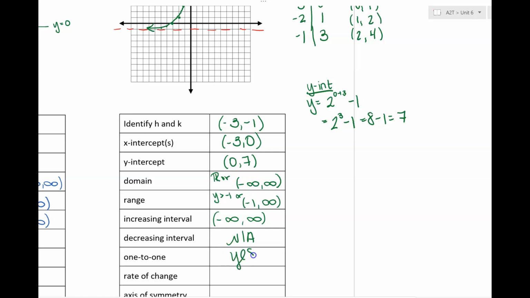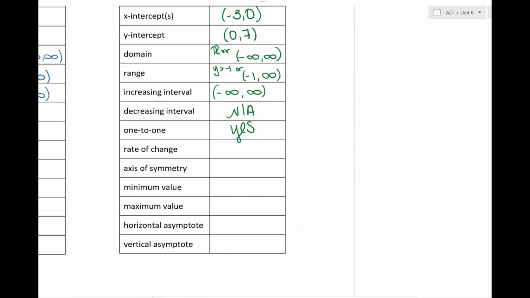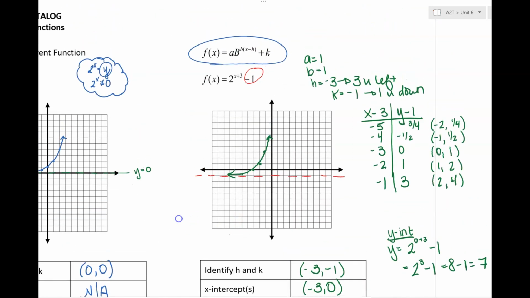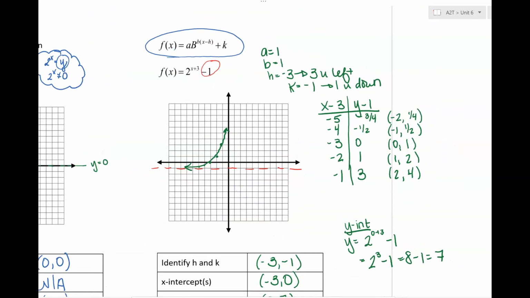Okay, we know that it is 1-to-1. We've talked about that. Rate of change varies. No axis of symmetry. No minimum or maximum value, but we have a horizontal asymptote. And in this case, it is y equals negative 1. That is your k value. Write that down if you need to. And no vertical asymptote. Sweet. So there is example 2.